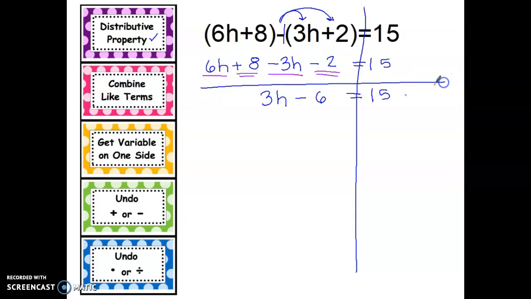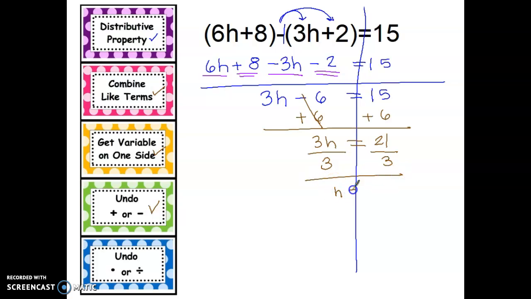So at this point, this should look very familiar, like a two-step equation. So we did our combining like terms and get variable on one side. Well, our variable is already on one side of the equal sign, so we're all good there. And then we have to undo the addition or subtraction. So let's undo that subtraction by doing the inverse, which is add. We're left with 3h is equal to 21. Divide each side by 3. We're left with h is equal to a positive 7.